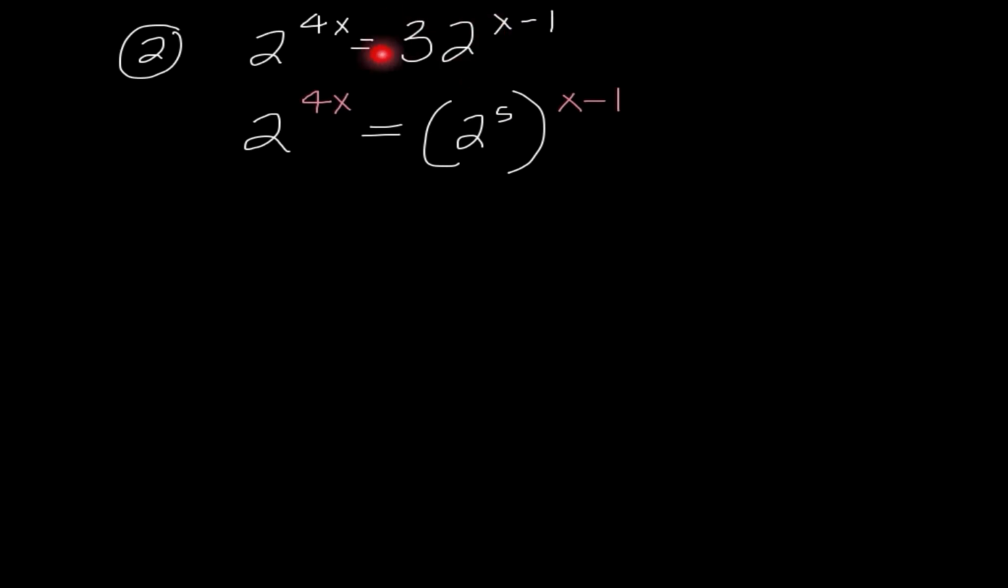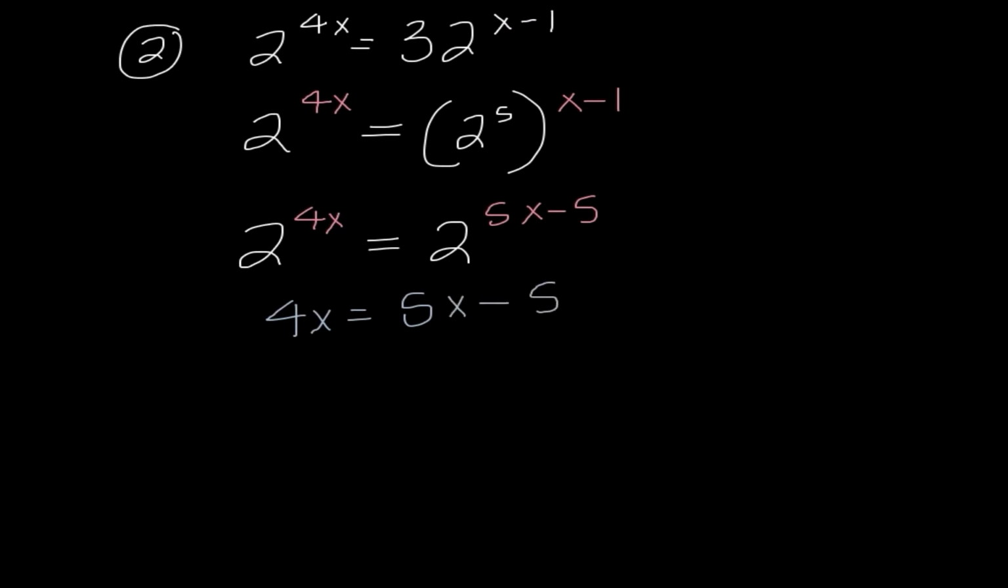So all we did here is we rewrote 32, so it was 2 to the 5th. Now I need to think of this as 2 to the 4x power equals 2 to the 5x minus 5, because I know I need to distribute that 5 to both terms. Now that my bases are the same, I can set those exponents equal to each other. And when I subtract 5x from both sides, I get negative x equals negative 5, or x equals 5.